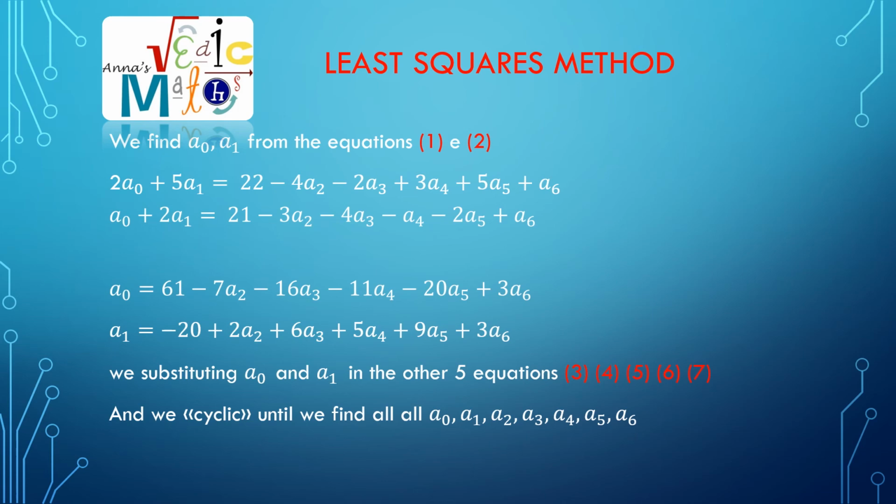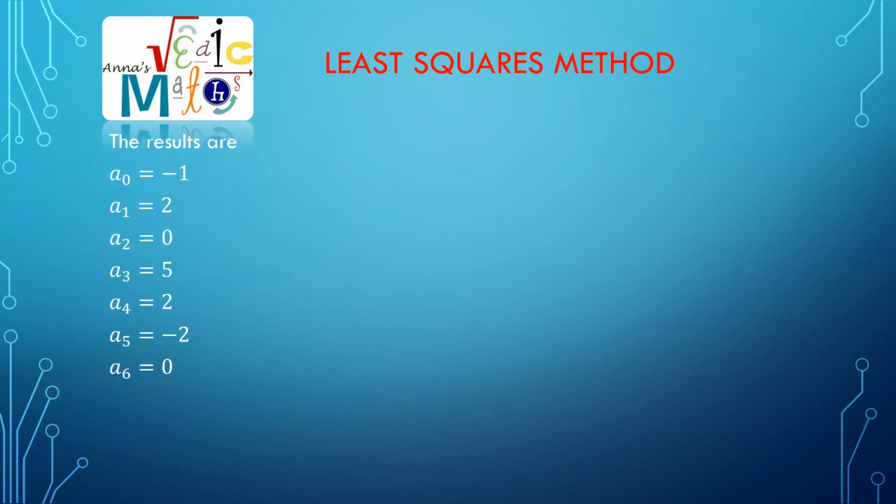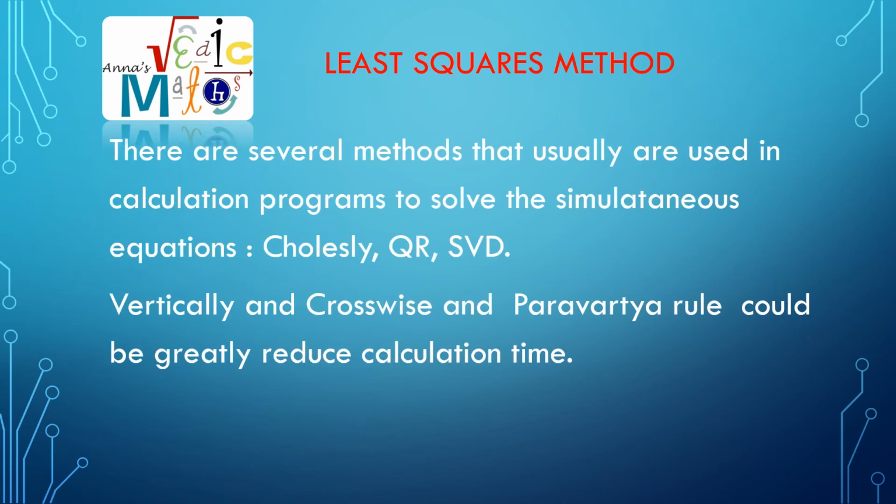First, we find a0 and a1 from vertically and crosswise. Then we substitute these a0 and a1 in the other 5 equations, and then we go on. And we can find these 7 results. There are several methods and algorithms used in calculation of simultaneous equations, for example Cholesky, QR, SVD. I think that vertically and crosswise and the Paravartya rule could greatly reduce the calculation time.